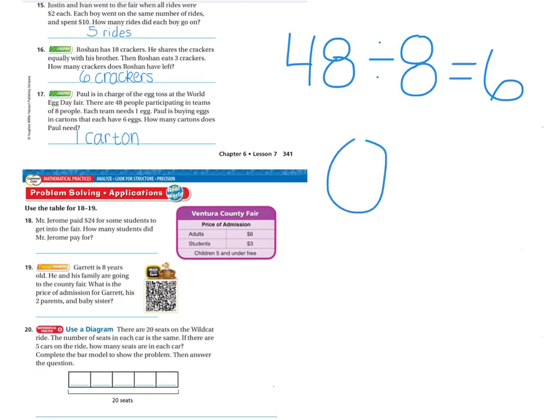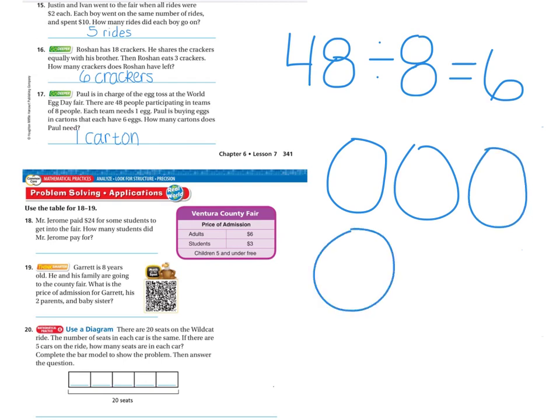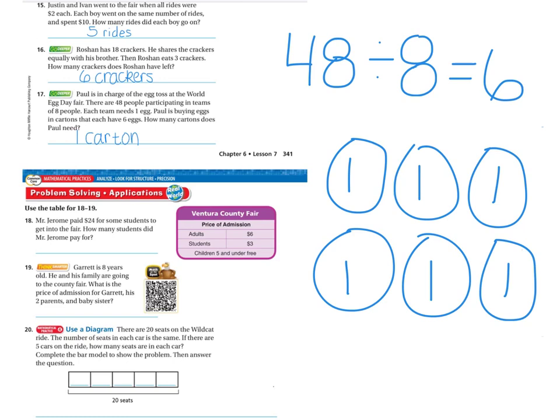If there are 6 teams, according to my problem, every team needs 1 egg. So I'm going to give every team 1 egg right now. There they go. They each have 1 egg. That is still not my answer. It says Paul is buying eggs in cartons that each have 6 eggs. We want to know how many cartons he should buy. Well, if we need 6 eggs and they come in cartons of 6, he would only need 1 carton because we only need 6 eggs. So that's how we got 1 carton.